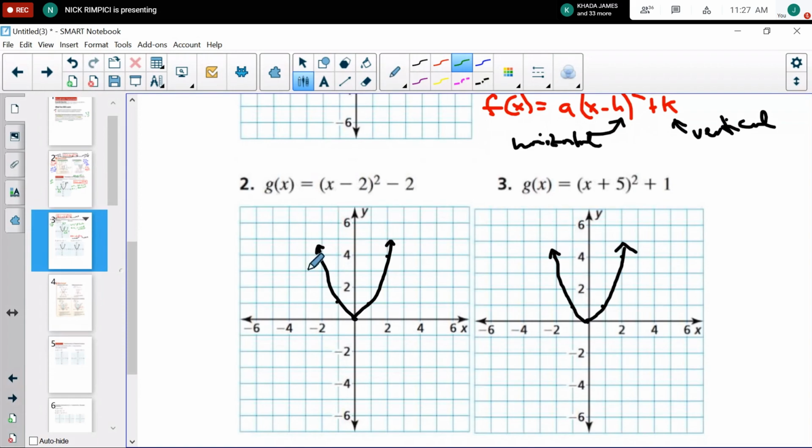Yes. 2 units down and 2 units right. Okay, so 2 units down and 2 units right. Okay, so I have 2 units down and 2 units right. Let's take a look if that's what's going to happen. (x minus 2) squared minus 2. So let's take a look.